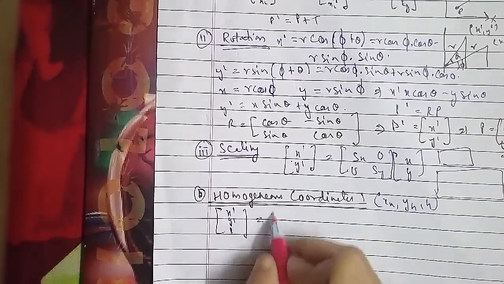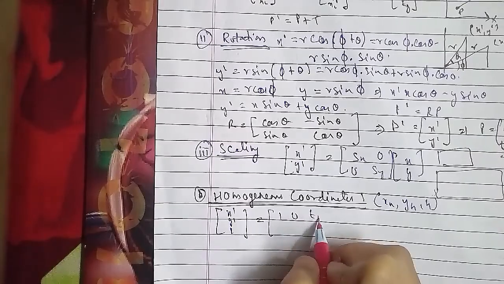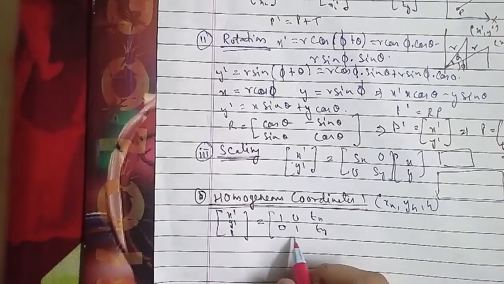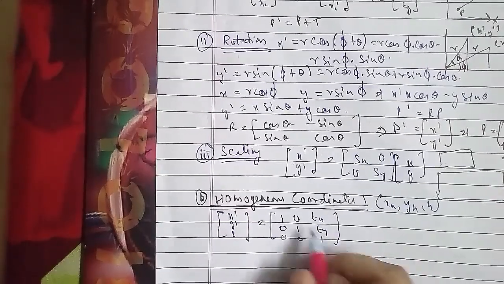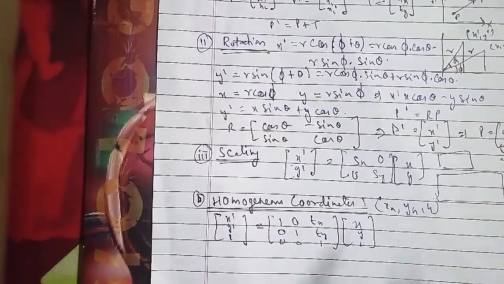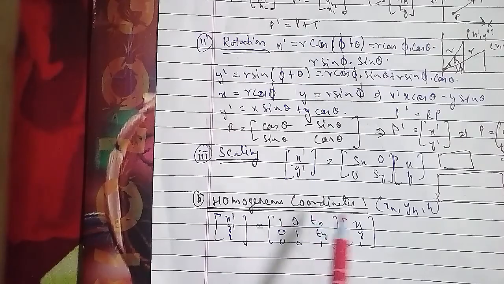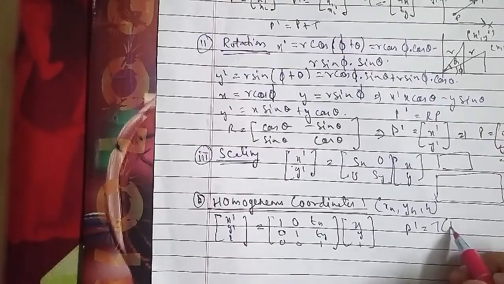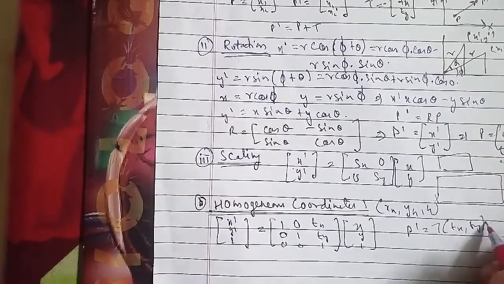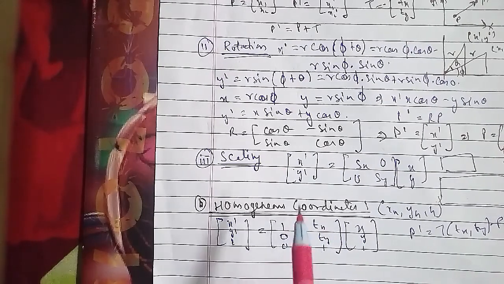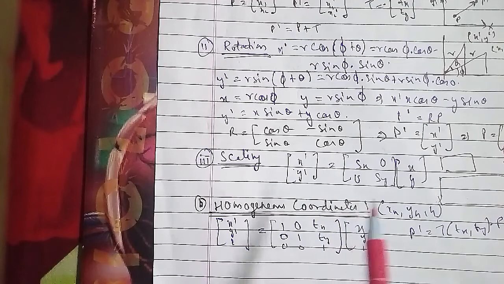Similarly, the rotation transformation equation about the coordinate origin is now written in the form of homogeneous coordinates. That is x', y', 1 equals cos theta, minus sin theta, 0, sin theta, cos theta, 0, 0, 0, 1.